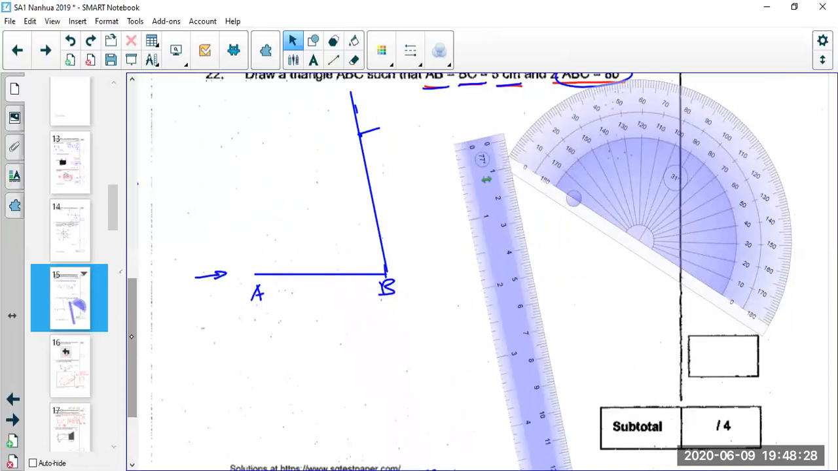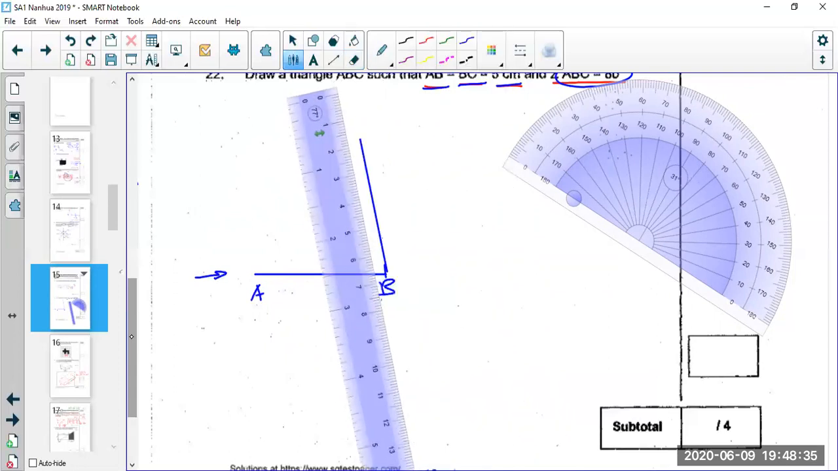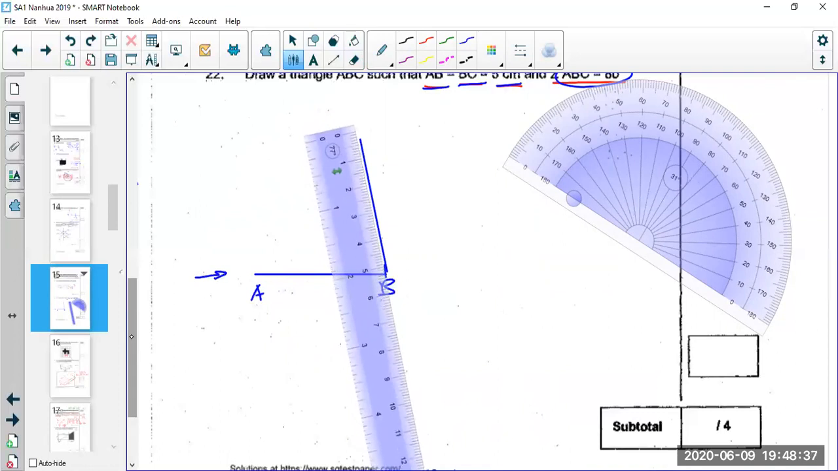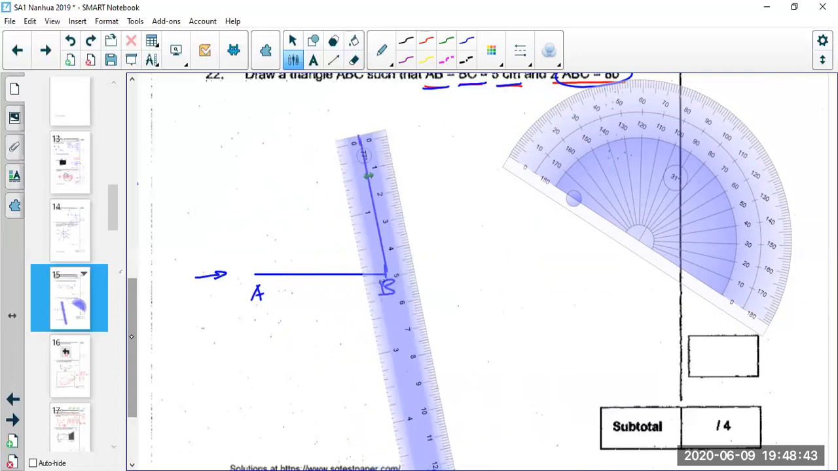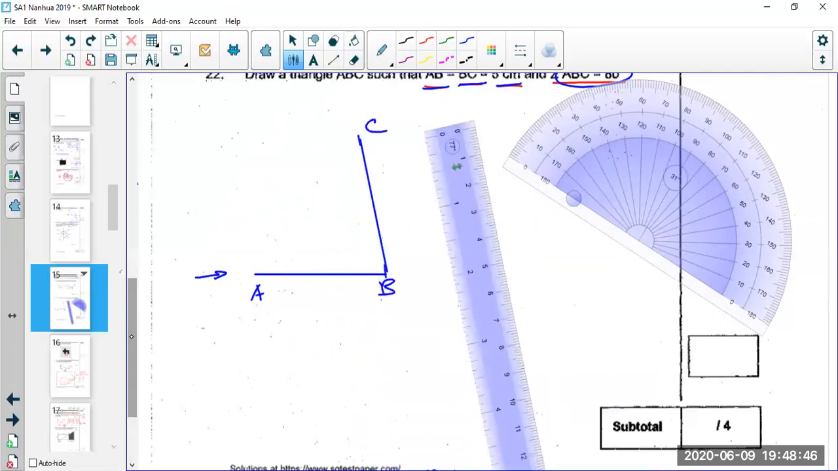And what do you get? So erase. Wow, that's a big one. Okay, Mr. Erase too much already. So let me just put it back again. Right, 5 cm is here, and make sure that it's exactly 5 cm. Okay, then label C. Then what do you do?